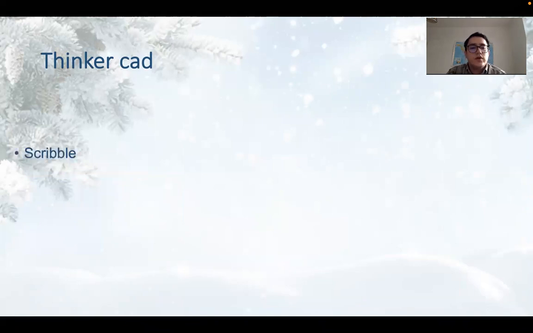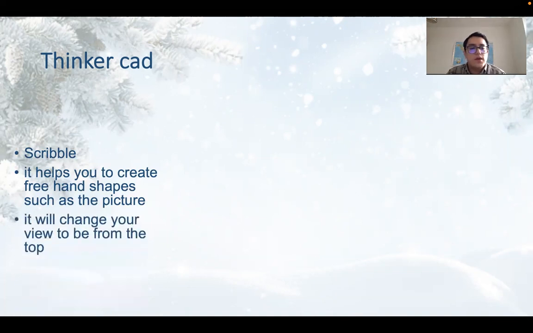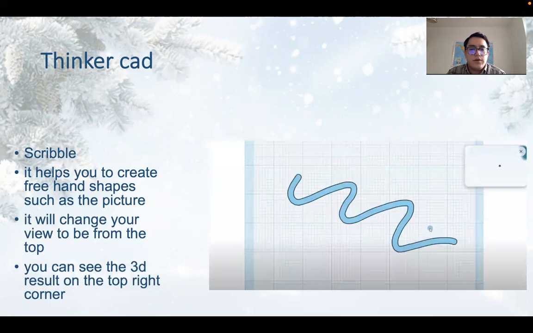Next, we have Scribble. What does Scribble do? Can you say Scribble? All right. It helps you to create freehand shapes such as the picture here, as this picture. It will change your view to be from the top, so it's easier to create. So you can see it on a top view, so you can see what you're drawing or how it's gonna look like.